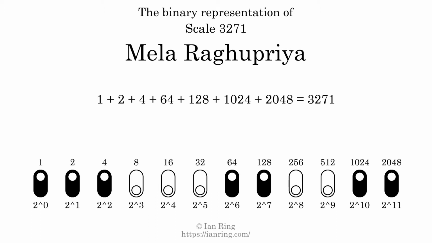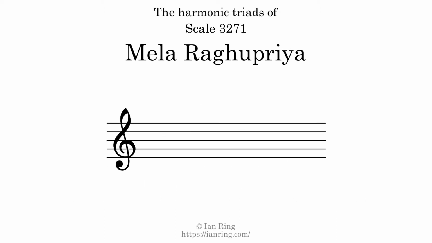3271. The scale number not only enumerates the scale with a unique index, but it also literally describes the tonal content of the scale. Represented as a binary number in base 2, the scale number is 110011000111. Here are the harmonic triads present in this scale.